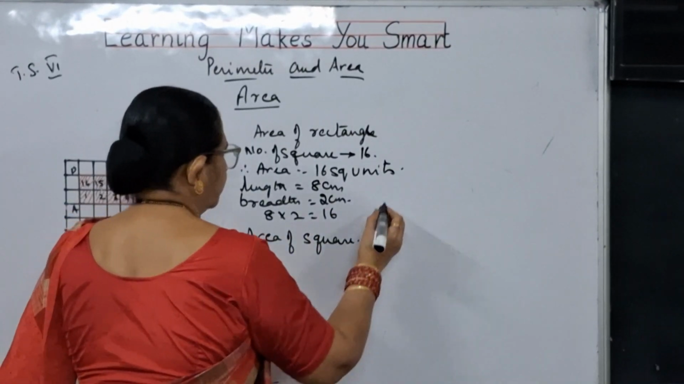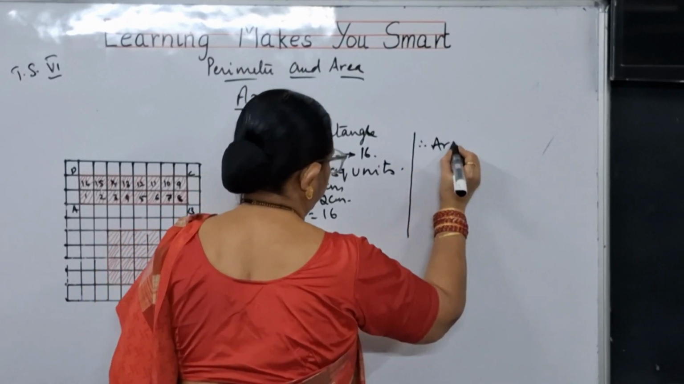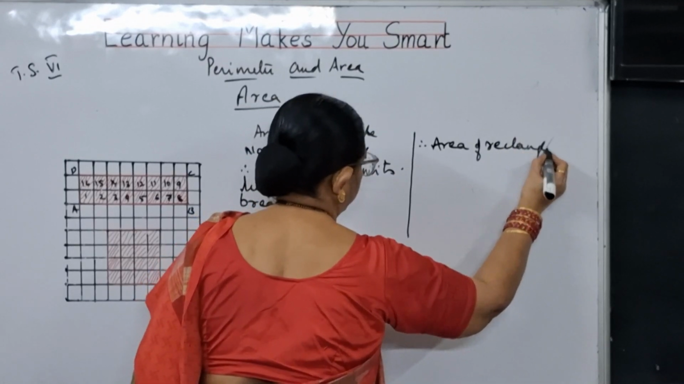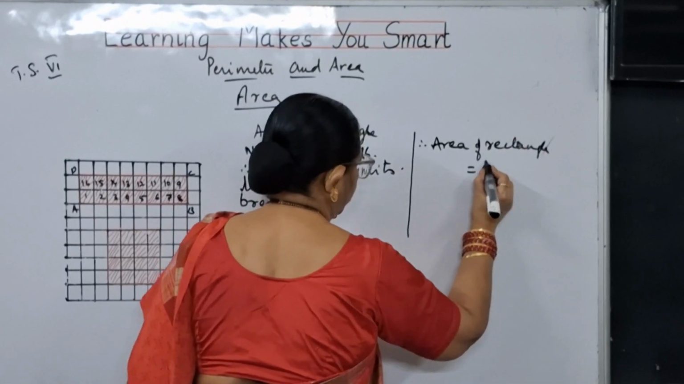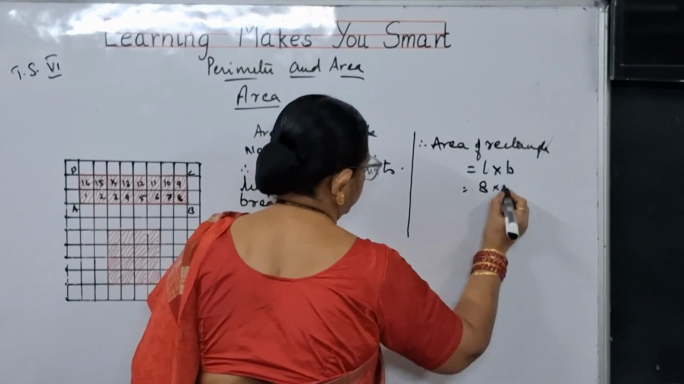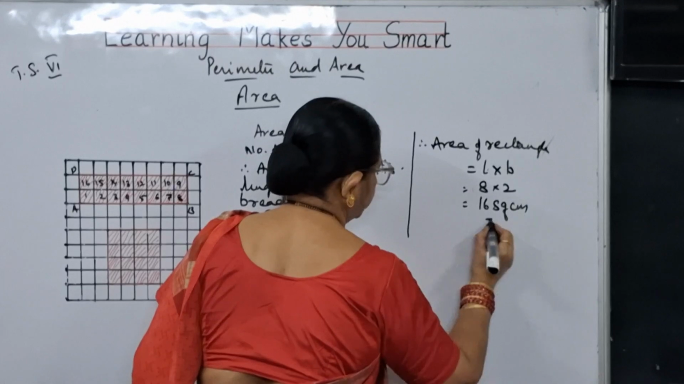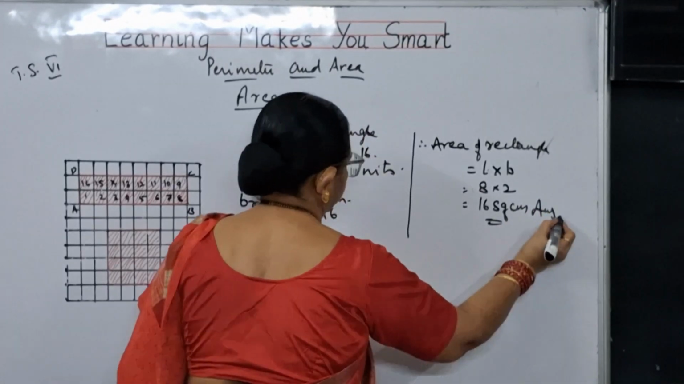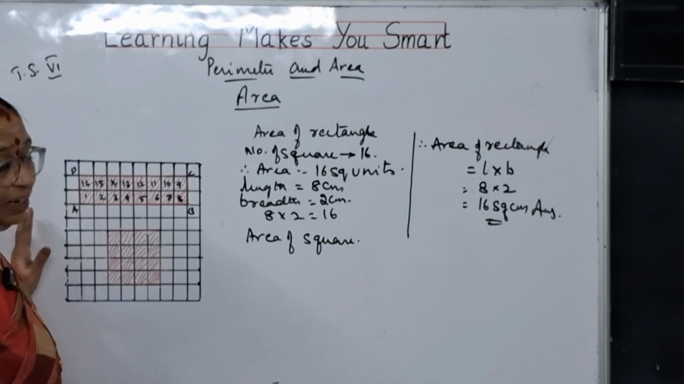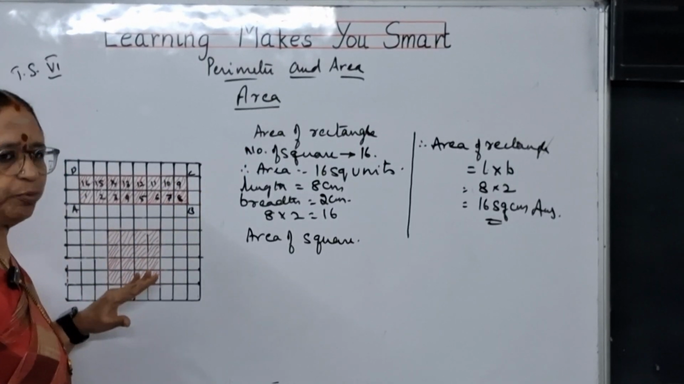So with the help of this, you can develop a formula. Therefore, area of rectangle is equal to length L into B. Length is 8 into 2, that is 16 square centimeters. This is the answer. That means what? We need not do this kind of work every time. This is for your knowledge sake, how area has to be found.